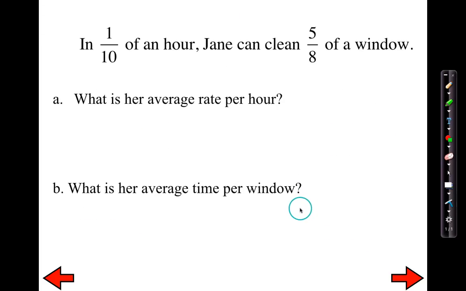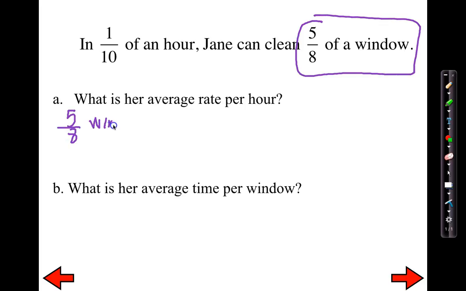So here in this example, in 1/10 of an hour, Jane can clean 5/8 of a window. What is her average rate per hour? So if I want to know how much it is per hour, what's her rate, I'm going to go ahead and put 5/8 of a window as my numerator. Let me just put window for short. Per 1/10 of an hour, because that's how much she's able to do in 1/10 of an hour.